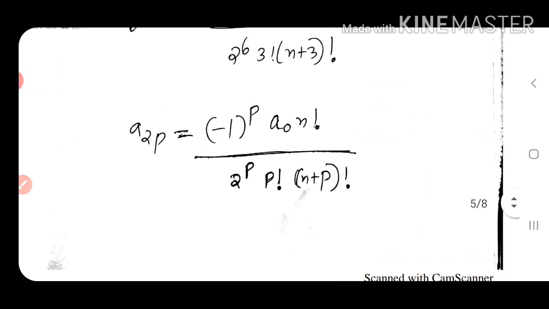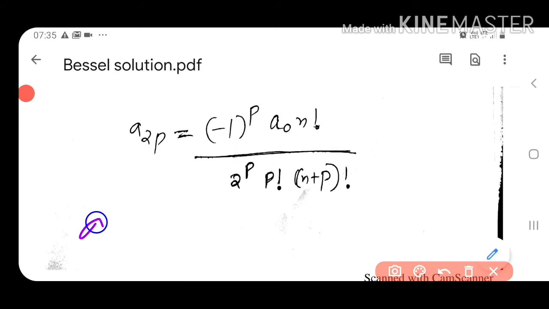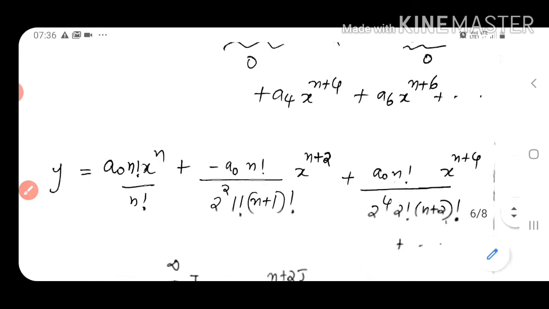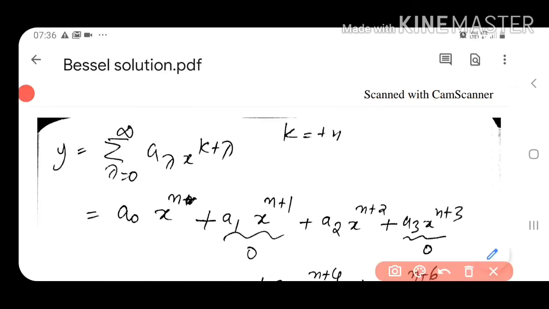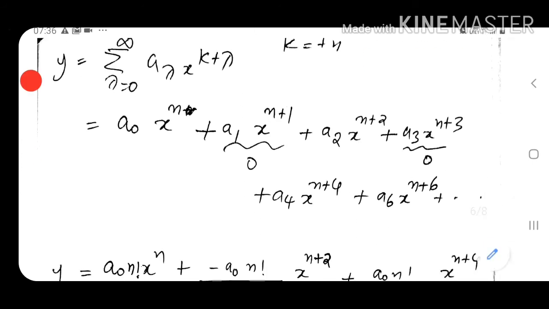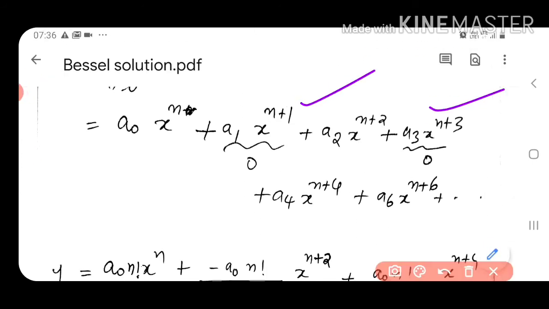Okay, so we have got the recurrence relation. We know all the odd values are 0. We can obtain even values a2, a4, a6 from this. Okay, so our general relation, the solution that we assumed is this: y equal to sigma lambda a lambda x to the power k plus lambda. We have to take k equal to plus n and k equal to minus n. And when k is n, you have this expansion like this. This a3, a1, that is 0, and we have to take only these terms.